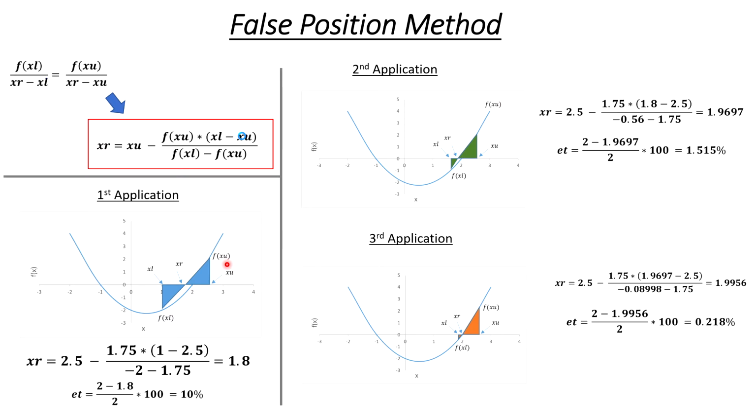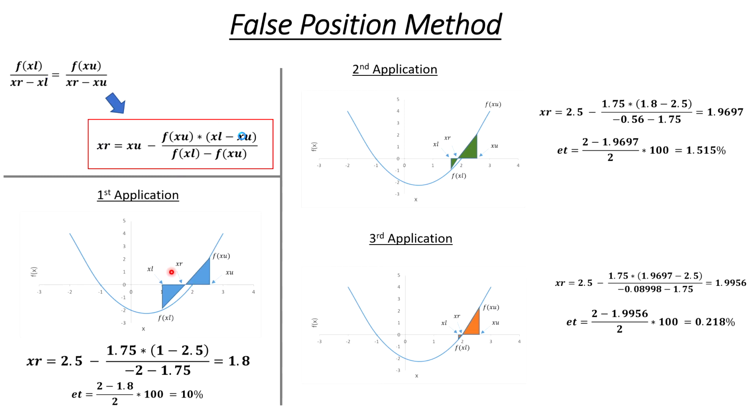So how does the false position method work, or how is it even derived? If you look at the first application here, the graph here, we're going to take a line and connect the function value at the lower limit with the function value at the upper limit. And the intercept of this line becomes the estimation of the root.